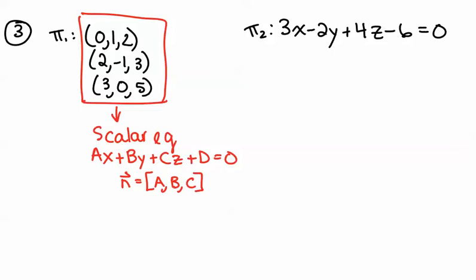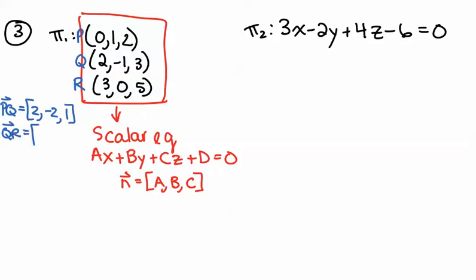Okay, so if I call these points P, Q, R, to create a normal vector, I'm going to need some direction vectors that are actually on my plane. So I'm going to do that by just picking some points. I'm going to find my vector PQ, so I'm just going to take Q minus P. So 2 minus 0 is 2, negative 1 minus 1 is, oops, that's not right, negative 1 minus 1 is negative 2. And 3 minus 2 is 1. Okay, so that's PQ.